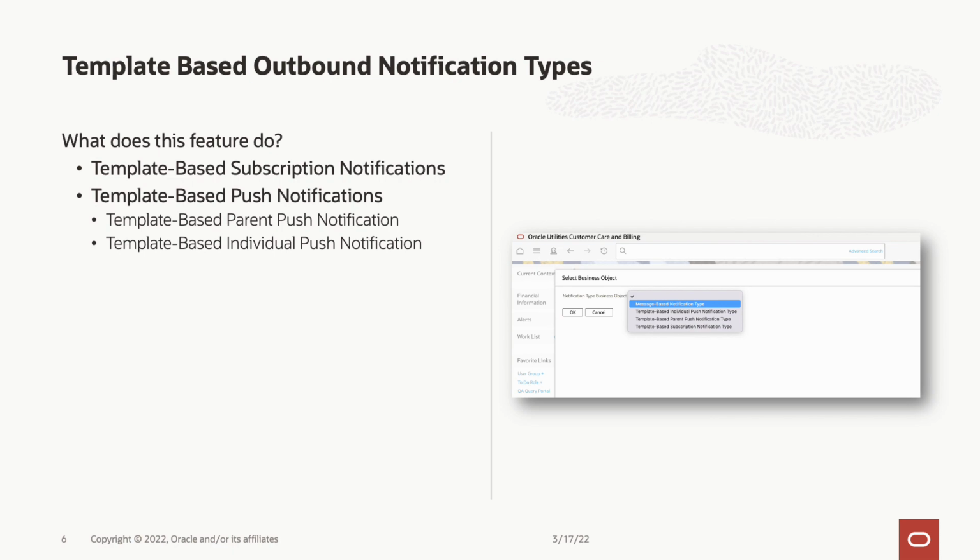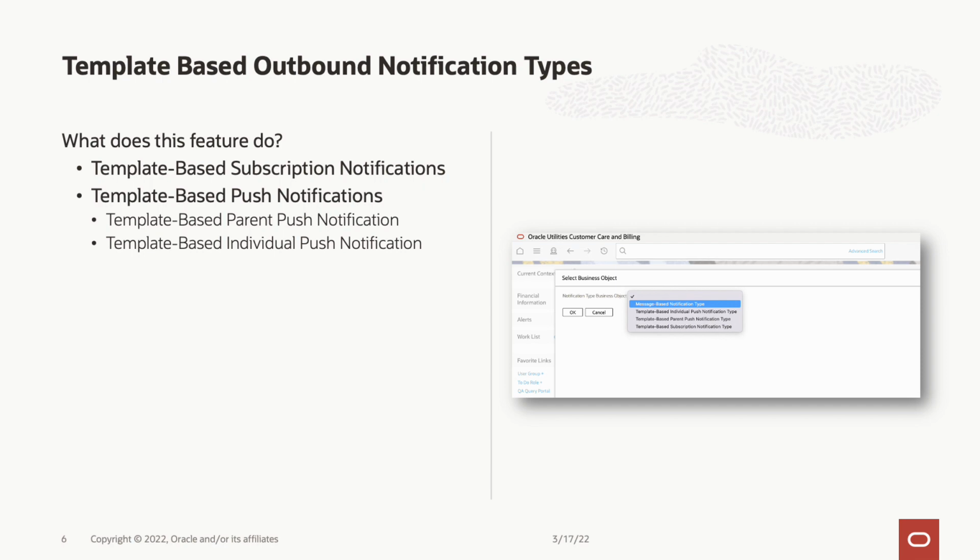As I mentioned before, in previous releases of C2M, you could only initiate message-based notifications using application-owned business objects. The template-based notifications enable you to include customer-specific information in the outbound notification and provide a more personalized interaction. There are 2 main notification types: template-based subscription notifications. To receive template-based subscription notifications, customers must sign up or subscribe. For example, a bill due reminder sent to customers several days before their bill is due.